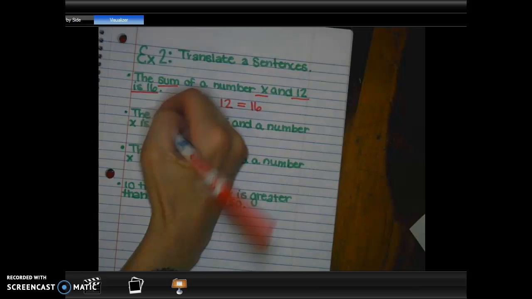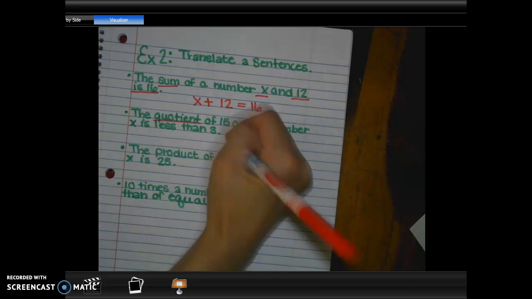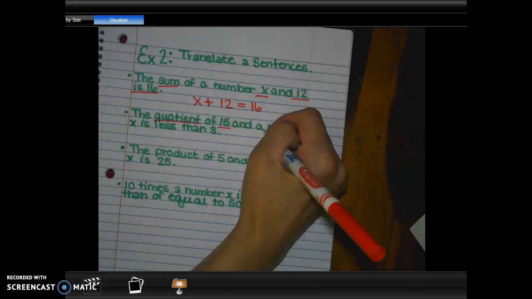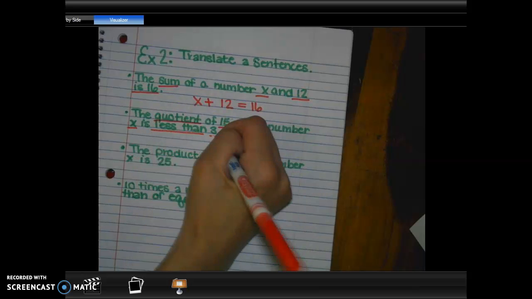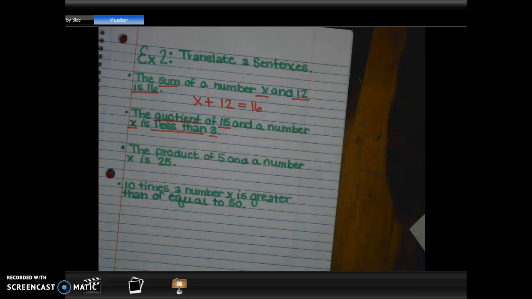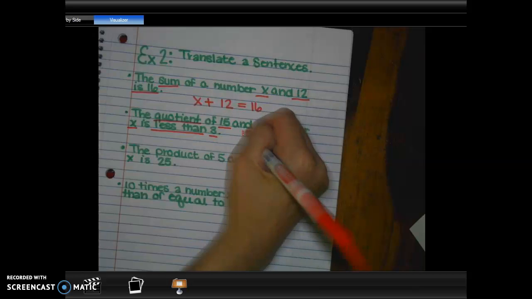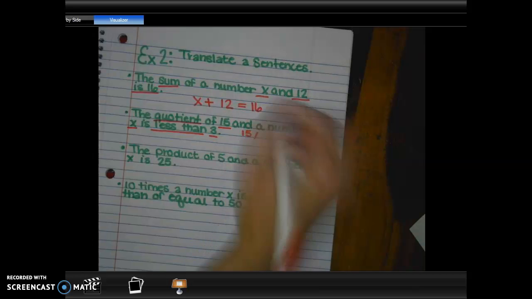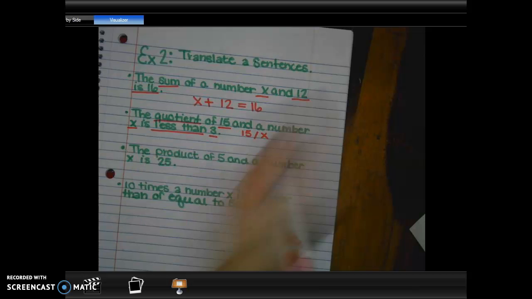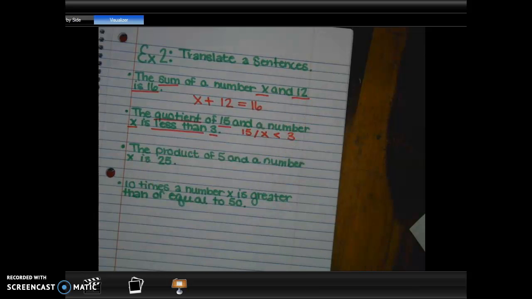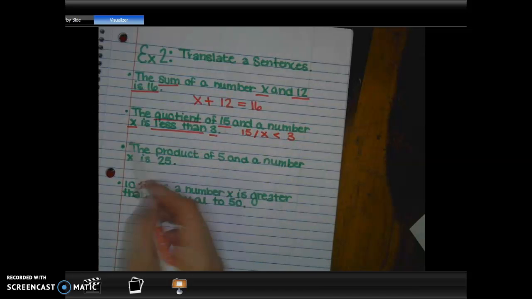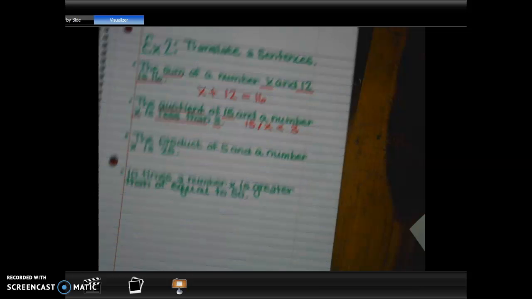The quotient of 15 and a number x is less than 3. So the quotient of 15 and x is less than 3. Now remember, it's going to eat the smaller number. So less than means that this first part is the smaller bit. Okay? All right, let's do another one.